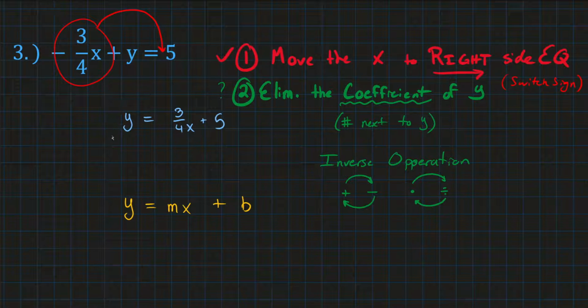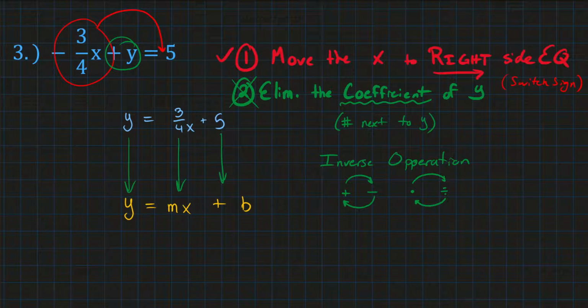So let's make that a little bit of a clearer rule. Look how we have a positive y. There's no coefficient next to it. With a positive y, we can skip the second step. Because when we move the 3/4 x or whatever x is over here, we end up already with y equals mx plus b.